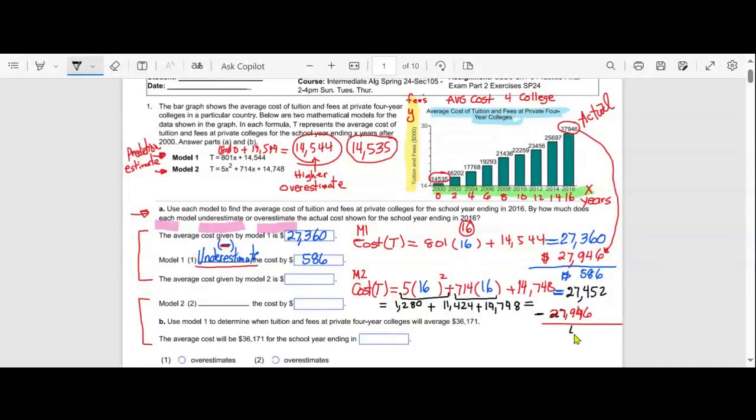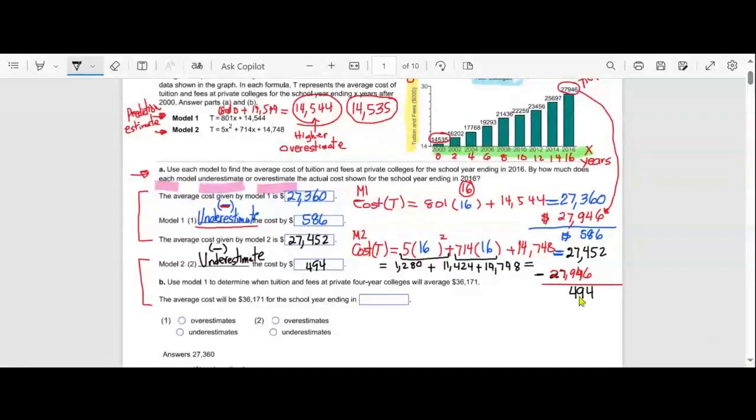Negative 494. Very good. So is it an underestimate or an overestimate? Underestimate. If it's negative, then it's an underestimate, right? How much was it? 494. And how much was the value, Muhammad? 27,452. Sorry. So now we are done with the first part.